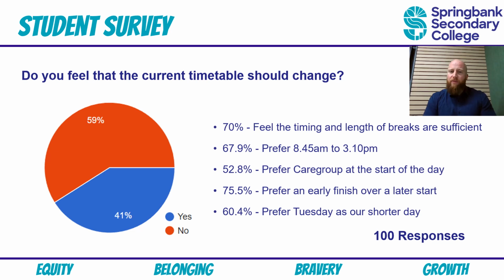70% are quite happy with the timing and length of our breaks. 67.9% prefer our current start and finish times. 52.8% actually prefer the care group at the beginning of the day. 75.5% would prefer an earlier finish over a later start, which again is reflective of our current timetable, and 60.4% prefer Tuesday as our shorter day. Now, this here is 100 responses that we received from our students, so it was really good to see a high proportion of our student population really invested in this survey.